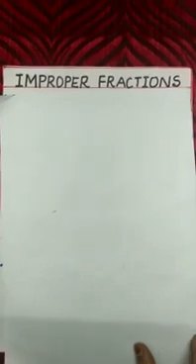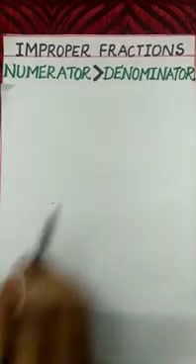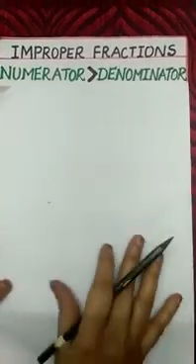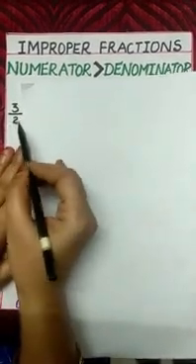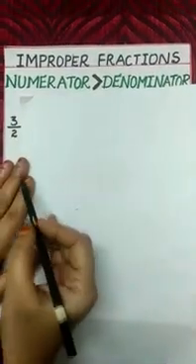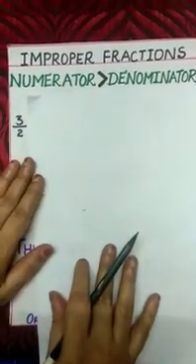improper fractions. These improper fractions are just quite opposite of proper fractions. If the numerator of a fraction is greater than the denominator, then the fractions are called improper fractions. For example, if you take 3 by 2, here 3 is greater than 2. Can you select 3 parts out of 2 parts? Now the doubt arises here.